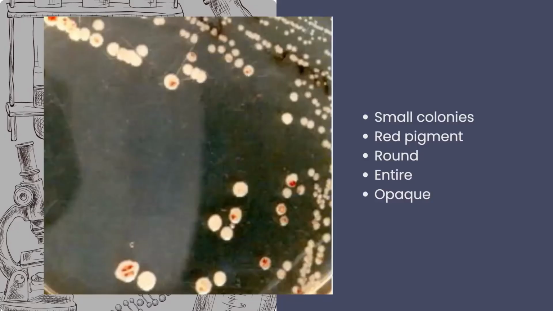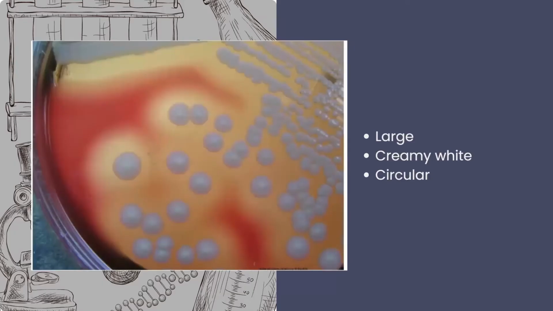The next one is a small colony. It has a red pigment. It is round, entire, and it is opaque. Now this one is large. Its color is creamy white and it is circular in shape.